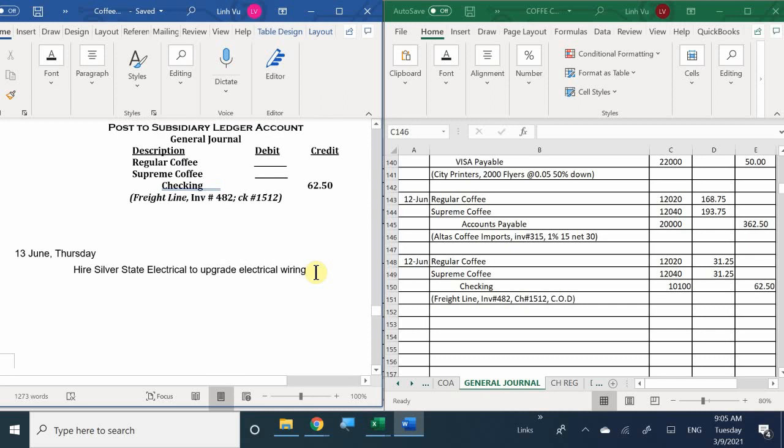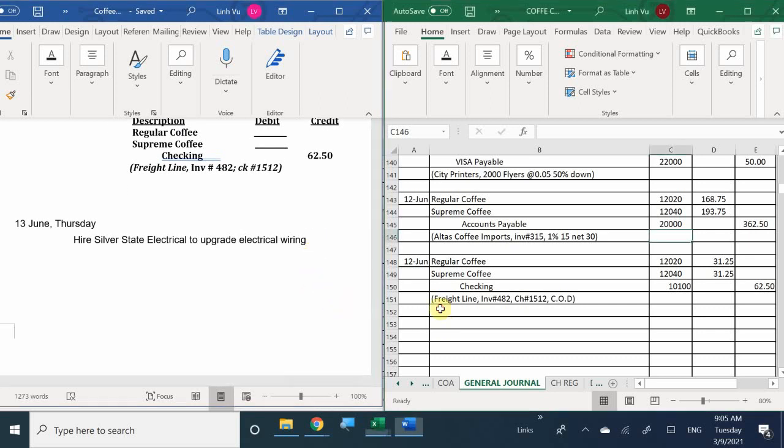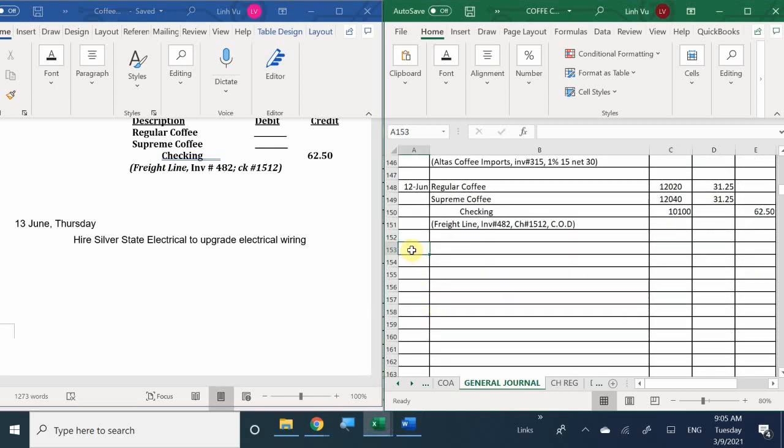So here we're on the 13th. What did we do? We hired, who did we hire? Silver State Electrical. Okay, to work on what? Electrical wiring. Yes, so what is this one for? It's for your coffee grinder. Okay. So, do we need to journalize this entry? No, we only hired them. There's no bill. We don't know how much it's going to be. And, yes. All right. Good.